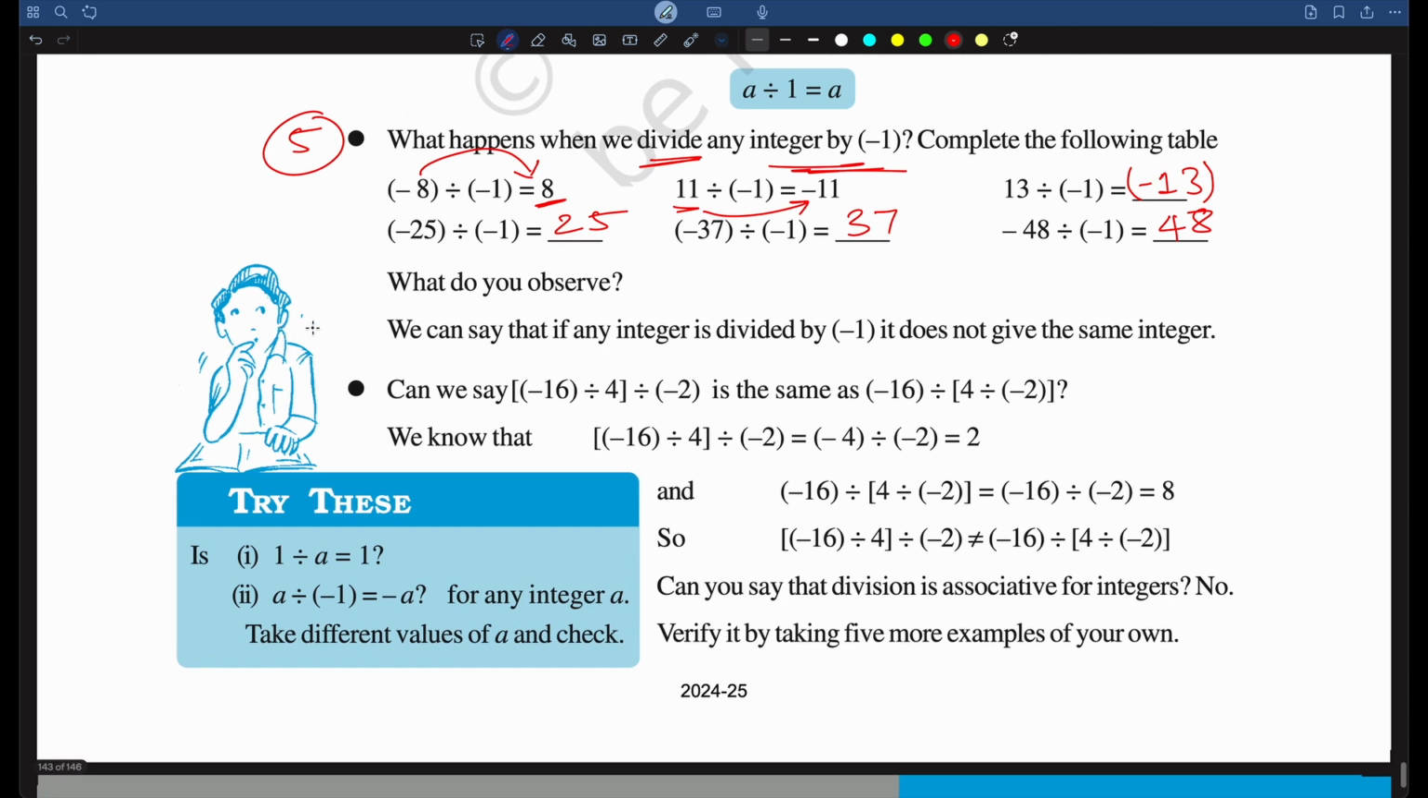And the sixth property, that is the associative property. Division is also not associative for integers. Let us solve this. Try this.